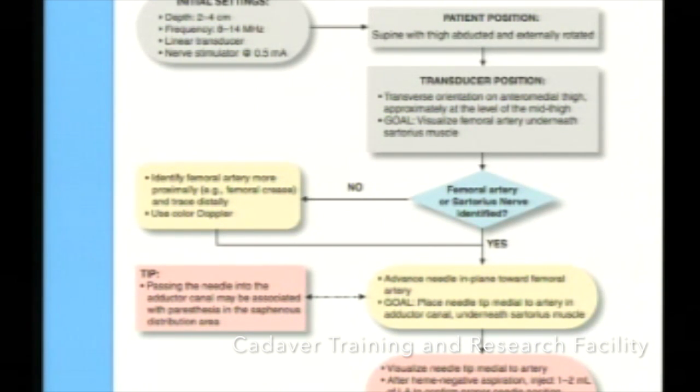You have to concentrate on the initial settings: depth should be 4 to 6 centimeter, frequency 5 to 13 or 6 to 13 megahertz, linear transducer, then patient position, then transducer position, then concentrate on the femoral artery, whether it is visible or not. If it is visible, then advance the needle in plane towards the femoral artery. Your goal is to place the needle medial to the artery, and if it is not identified, then start from the inguinal crease.